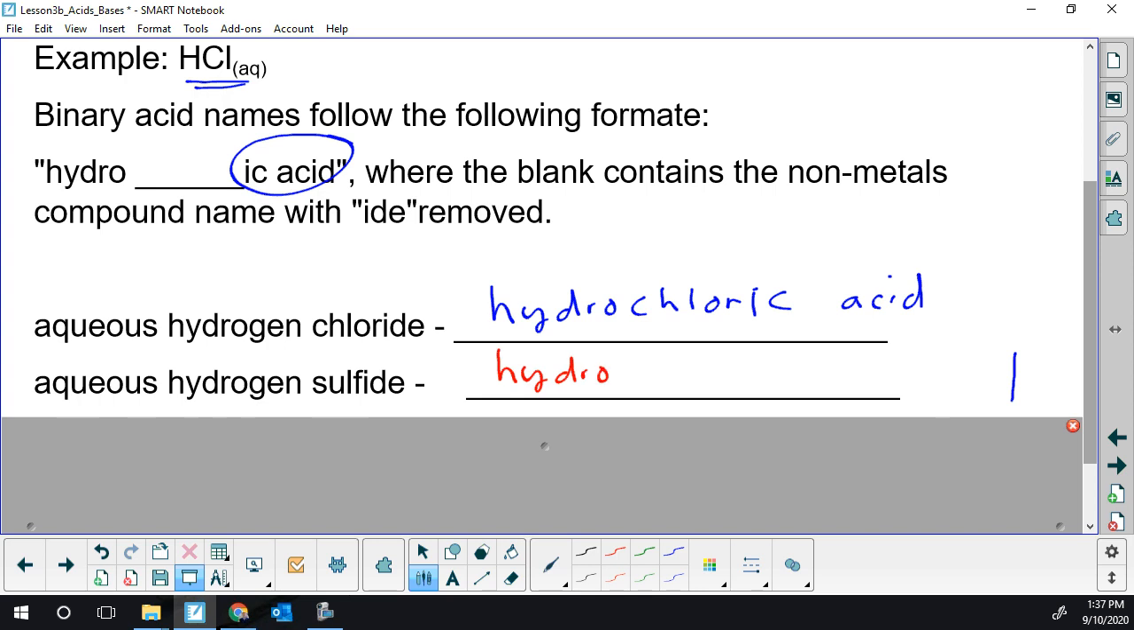So we're going to start with hydro again, because we've got 2 different elements. Okay? Your big hint that you've got 3 or more would be ate or ite here. If you see ate or ite, then it's one of those polyatomics. We're seeing ides, so it's just 2. Hydro, sulf, I'm dropping the ide, ic acid. So hydrosulfuric, I forgot the ur. I should have had it there.